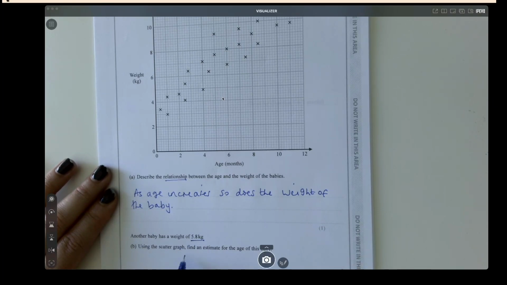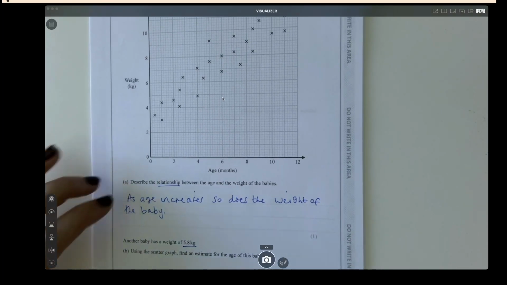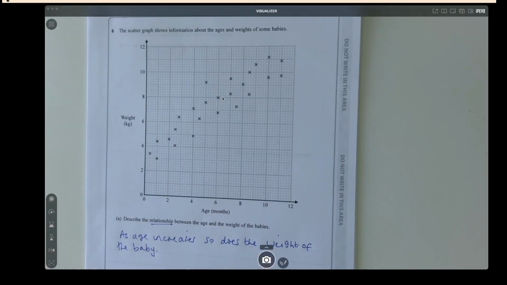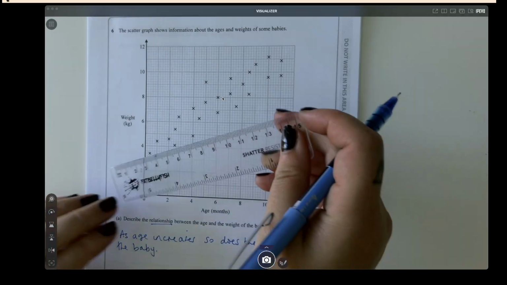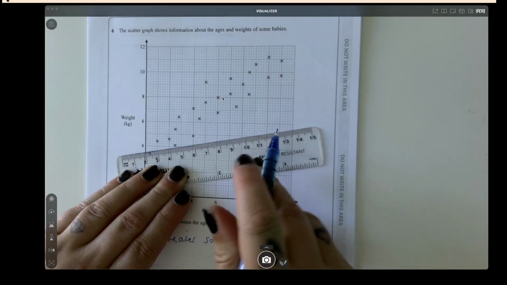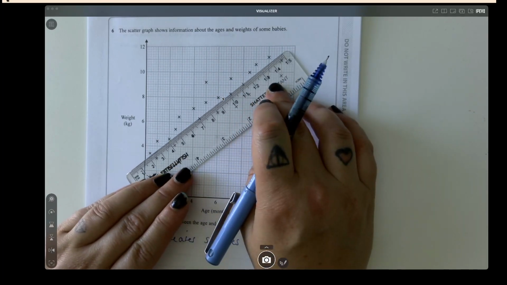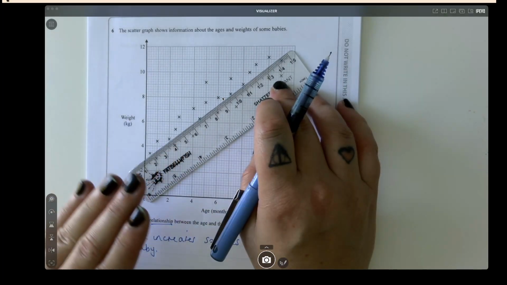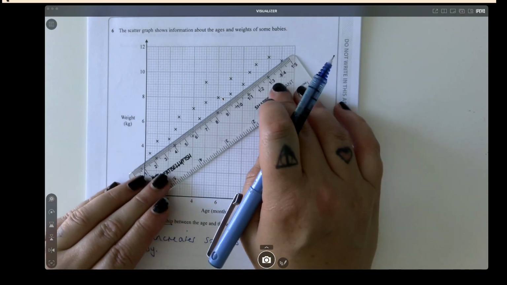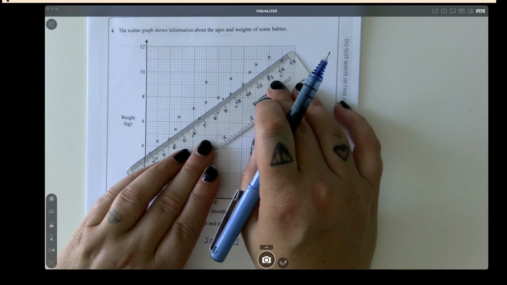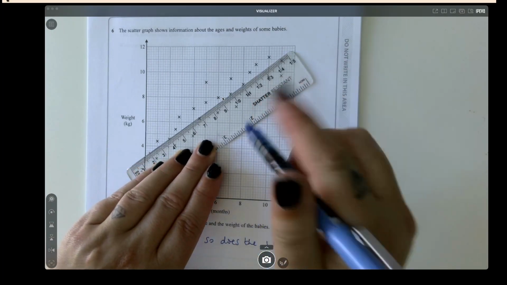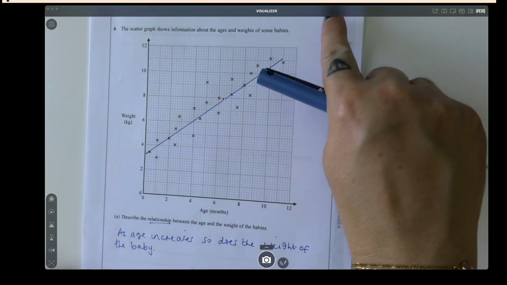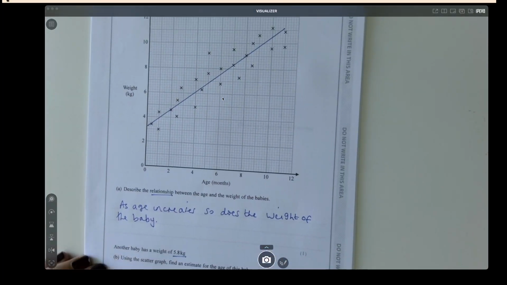So another baby has a weight of 5.8 kilograms. Part B, using the scatter graph, find an estimate for the age of this baby. So to be able to estimate from a scatter graph, we need a line of best fit. And what's important is your line of best fit follows the trend of the data. So if I drew a line like this across here, it's not following the trend of that data, so it wouldn't help me in estimating anything. So we want roughly an average line, with roughly an equal number of points on either side. It doesn't have to be an exact science, and it doesn't necessarily have to go through any points. It doesn't matter, as long as we have a line that follows the general trend of the data that we can use to predict from.